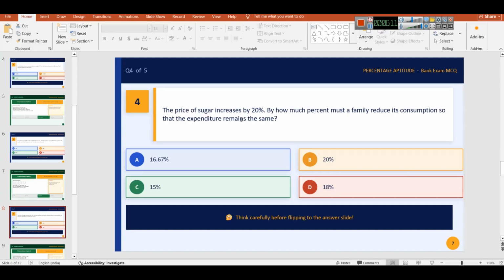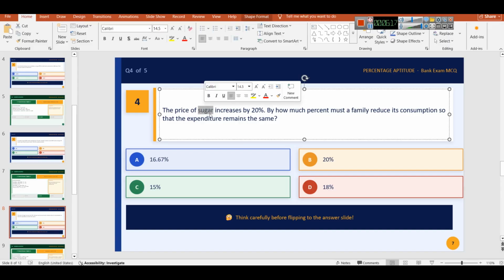Next question: the price of sugar increased by 20%. So the price of sugar was something, let's say 100, and it increases by 20%. By how much percent must a family reduce its consumption so that the expenditure remains the same? Here the family's expenditure is not known, but we want to keep it the same.